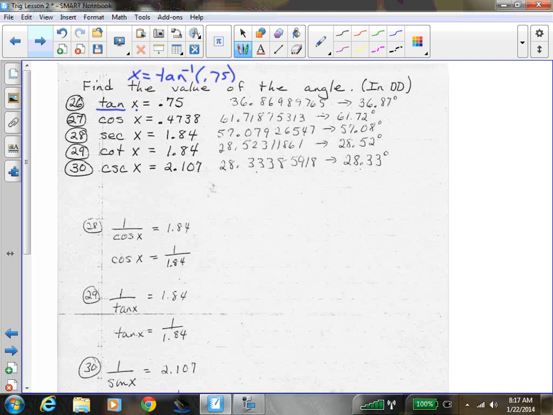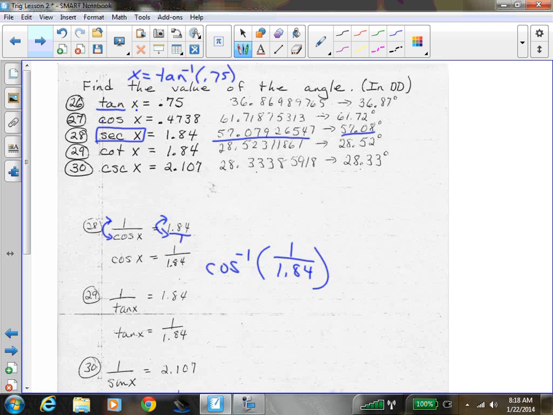Now, in 28, since this is secant, and we don't have a secant key on the calculator, we've got to replace secant with what secant's equal to, which is 1 over cosine. And then, if we take the reciprocal on both sides, we're just going to turn this upside down, so I'm going to get cosine here. And then here, this was 1.84 over 1. If I turn that upside down, I get 1 over 1.84. Then I do the same kind of thing I would have done in 27. I would go cosine inverse of 1 over 1.84, and then it should give me the quantity that I have here, which will give me that answer.